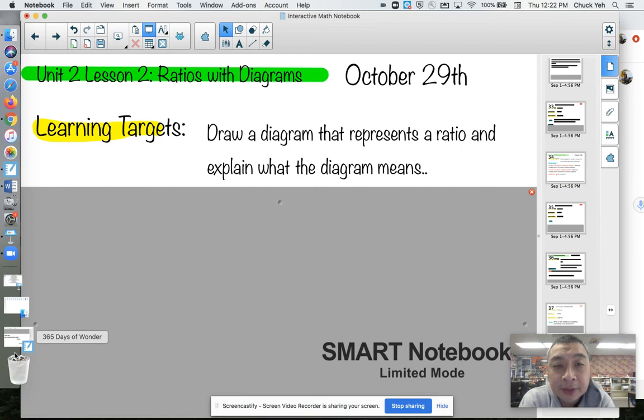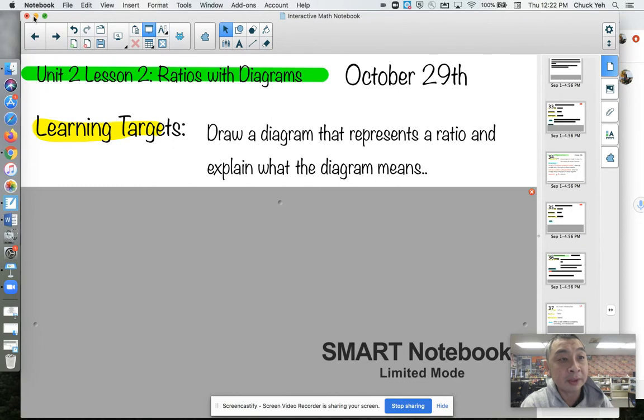Today is October 29th, Unit 2, Lesson 2, Ratios with Diagrams. You're going to be drawing diagrams today. Very short. There's not any vocabulary. That's the learning target. Draw a diagram that represents a ratio and explain what the diagram means. So go ahead and pause it and put this in your notebook. Don't forget to write this also in your table of contents, Unit 2, Lesson 2.